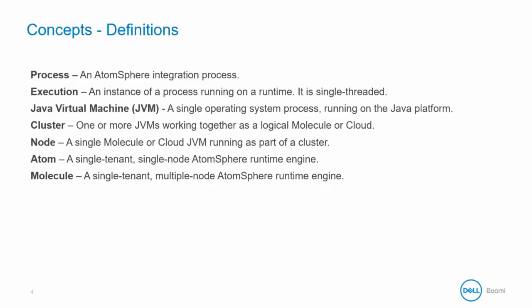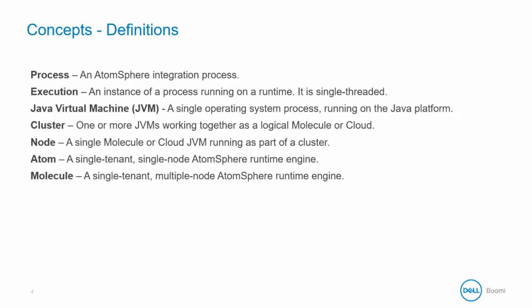we have a clear definition. First is the process. This is the AtomSphere integration process of moving data from one endpoint to the other. An execution is an instance of running a process on a runtime, and this is a single-threaded execution. A Java virtual machine, or JVM, is a single operating system process running on the Java platform. A cluster is one or more JVMs working together as a logical molecule or cloud. And a node is a single molecule or cloud JVM running as part of a cluster.